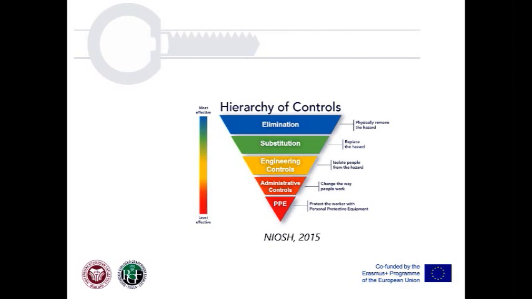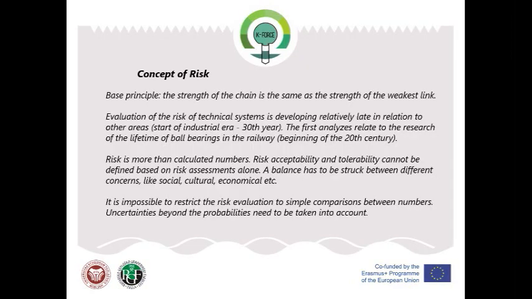Evaluation of the risk of technical systems developed relatively late in relation to other areas. The first analyses were about the lifetime of ball bearings in railways at the beginning of the 20th century. From that time there is a story about the Bayes principle. The strength of the chain is the same as the strength of the weakest link. But risk is more than calculated numbers. Risk acceptability and tolerability cannot be defined based on risk assessment alone. A balance has to be struck between different concerns like social, cultural, economical, etc.